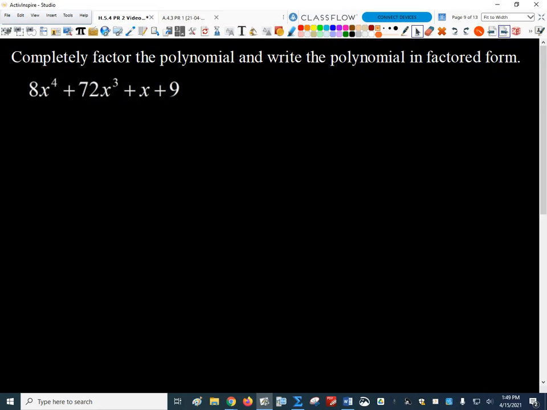Quartic tells us that it's a 4th degree, right? And this one happens to be 4th degree, but the fact that it's got 4 terms, I have no idea what you call that thing. You just call it a polynomial with 4 terms. So we're going to factor this by grouping just like before. So we could take out an 8x cubed this time.